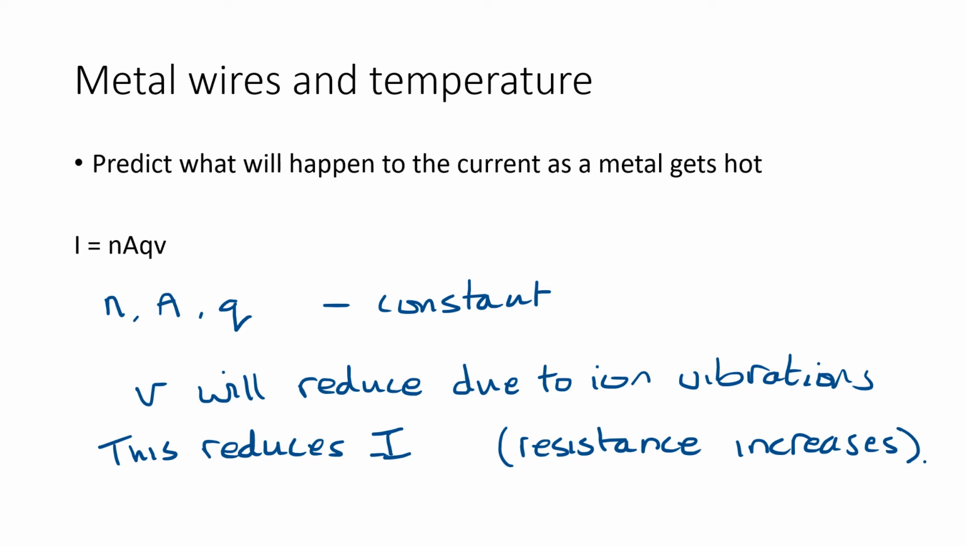As the metal gets hot, the drift velocity v will reduce due to ion vibrations increasing, and this reduces the current. So in the equation, if v is reducing and everything else is the same on the right hand side, then I will reduce. We know the effect of increasing temperature in a metal on resistance. We know that the resistance increases, and that's because of this. It's because the current reduces for any given potential difference.